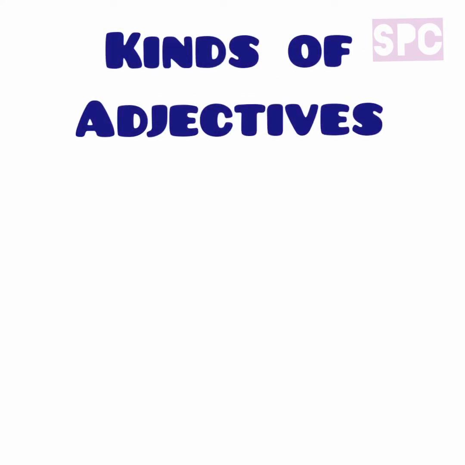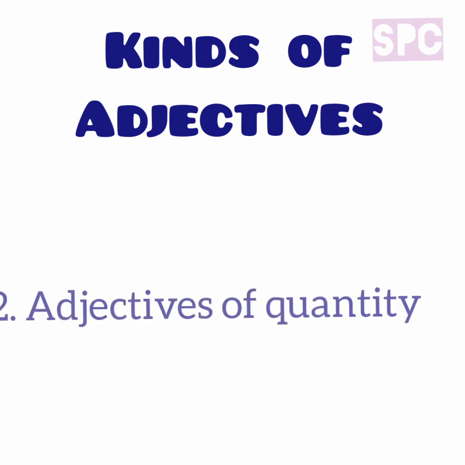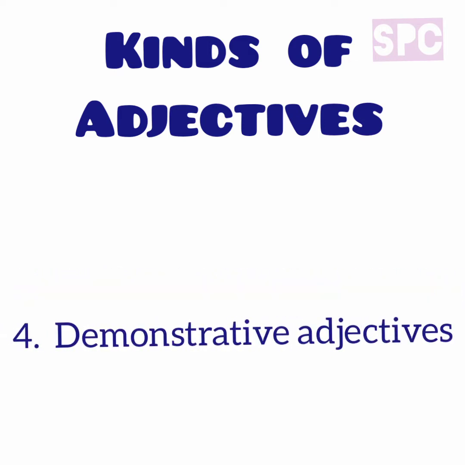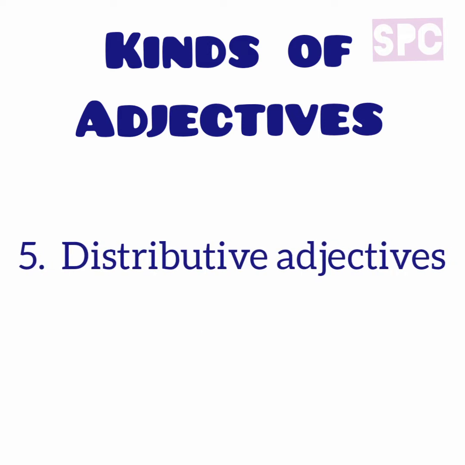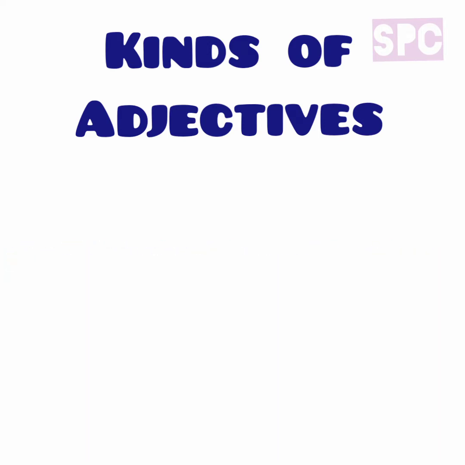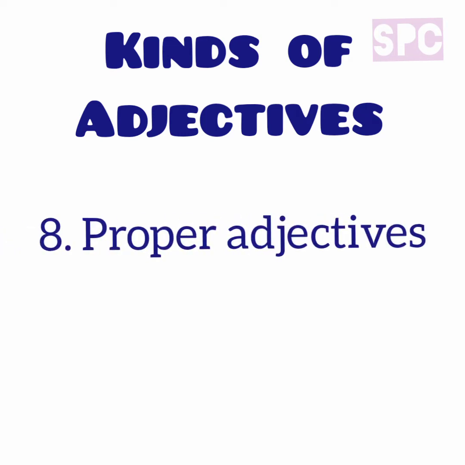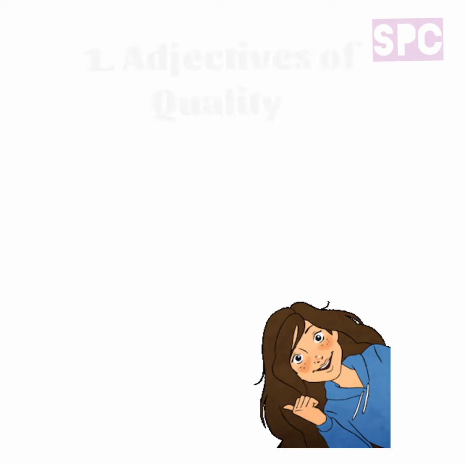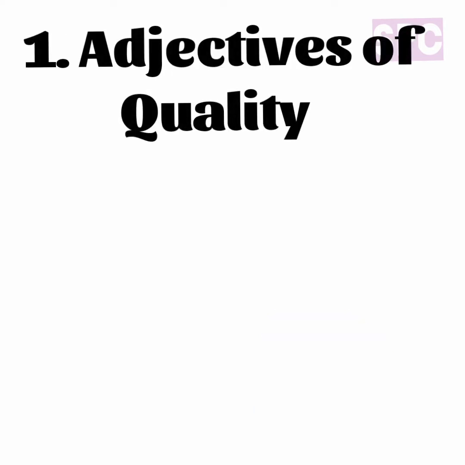Let us understand different kinds of adjectives. Adjectives are of 8 kinds: quality, quantity, number, demonstrative, distributive, interrogative, possessive, and proper. Let's understand each of these kinds in detail. First kind is adjectives of quality.